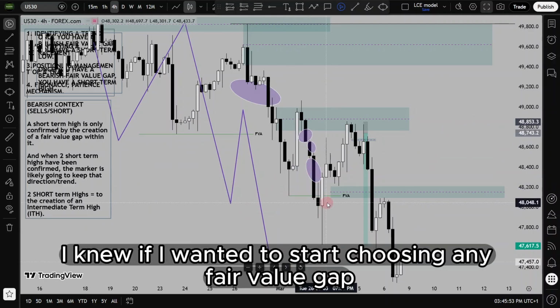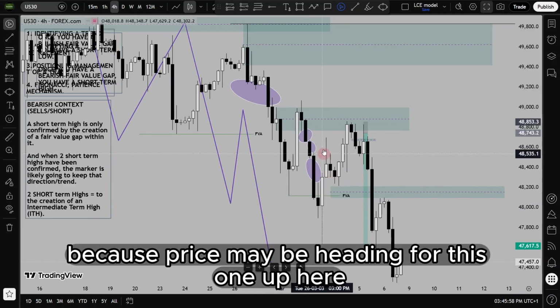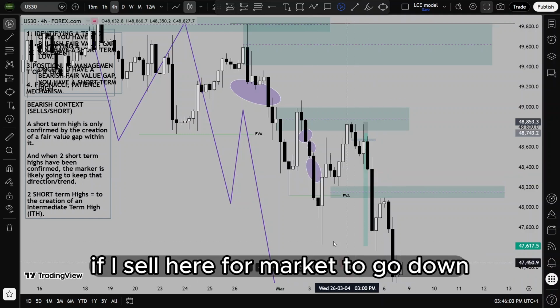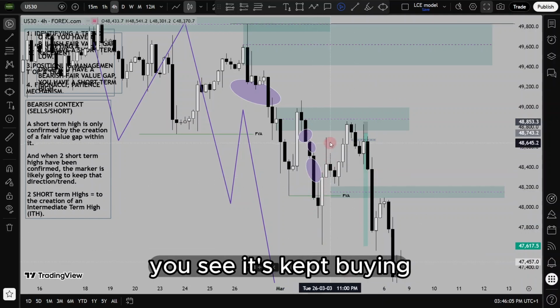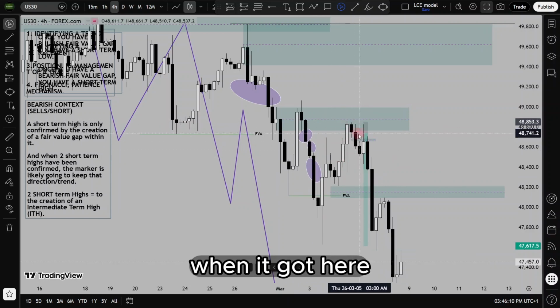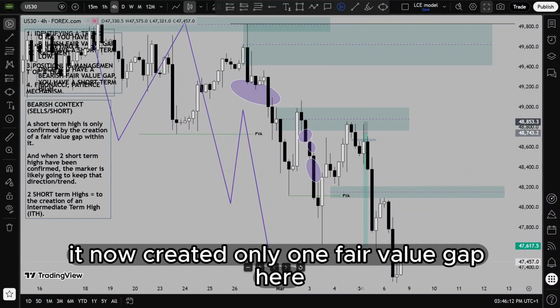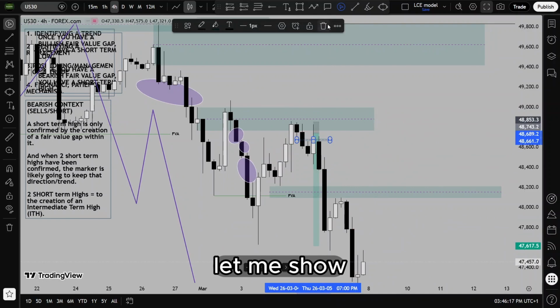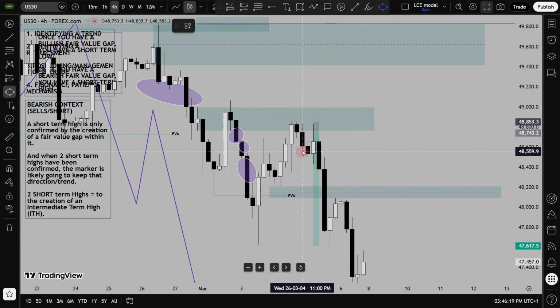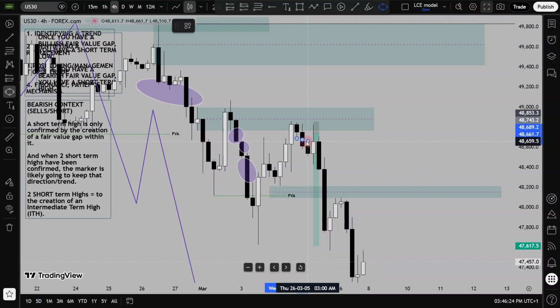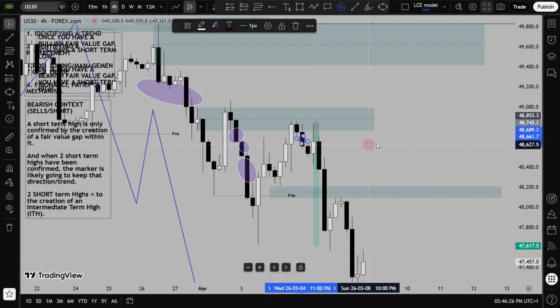When I saw this, I knew if I wanted to start choosing any fair value gap, I would be failing, because price may be heading for this one up here and I'd be trying to trade this down one. If I sell here for market to go down, you see it kept buying, it kept going up until it reached here. When it got here, it now created only one fair value gap here. Let me show. Okay, I see it. You have seen it, right? The gap there.